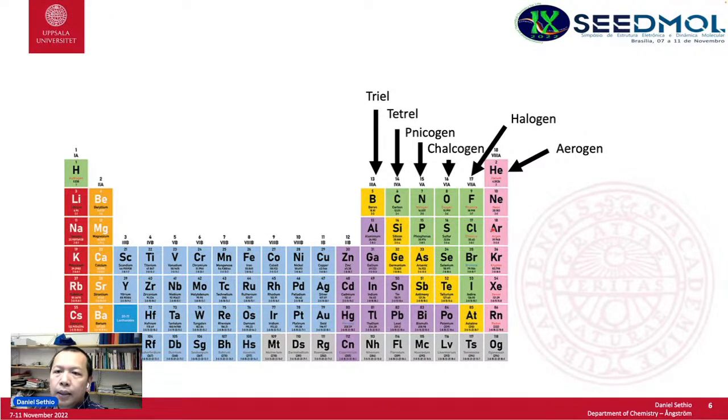Recently, there are many well-known non-covalent interactions. For example, the non-covalent interaction of group 13 is called triel bond, for group 14 tetrel bond, for group 15 pnictogen bond, for group 16 chalcogen bond, halogen bond for group 17, and aerogen bond for group 18. In today's presentation, I would like to focus on halogen bond interaction, which is in group 17.